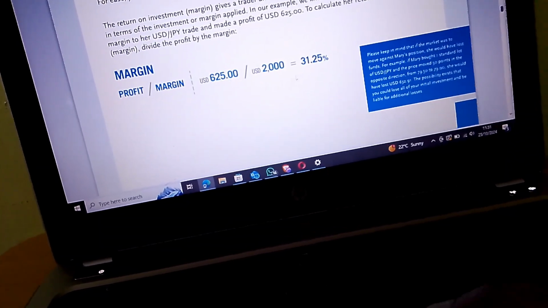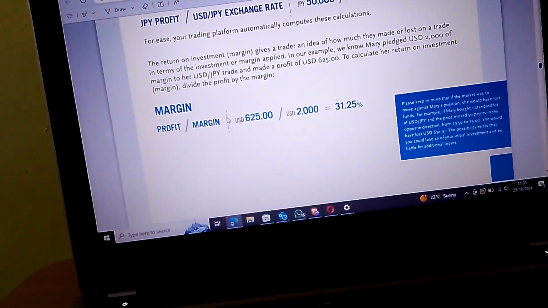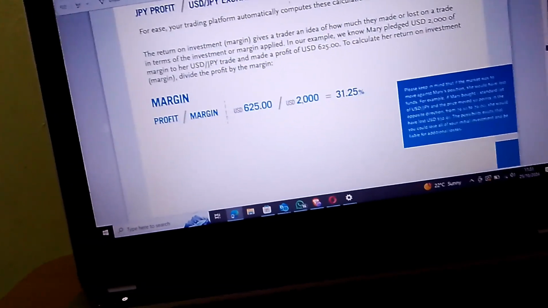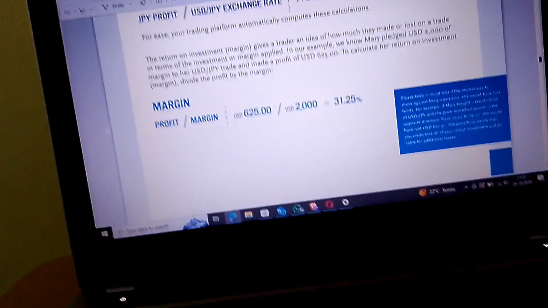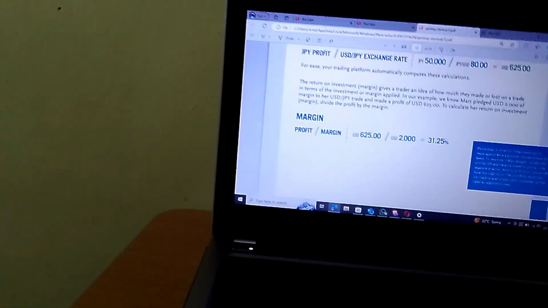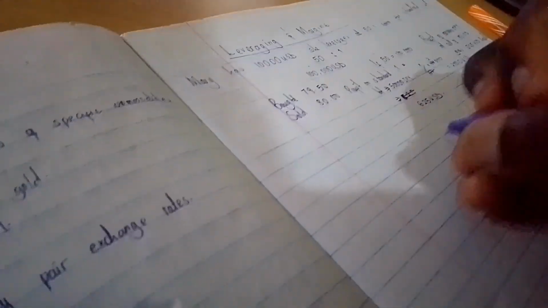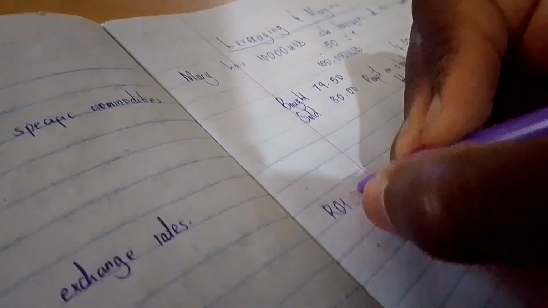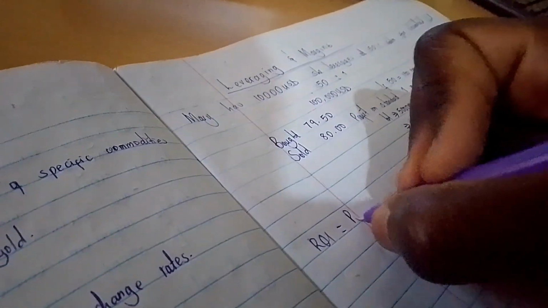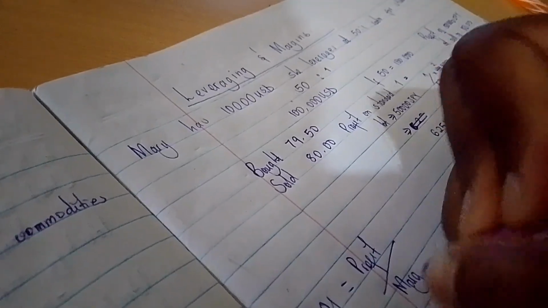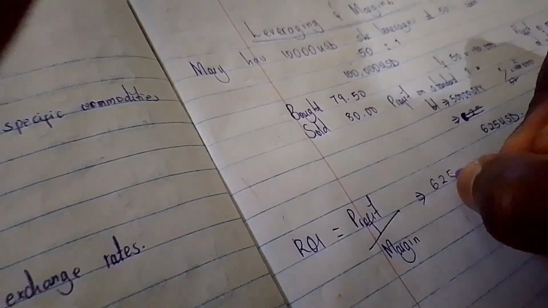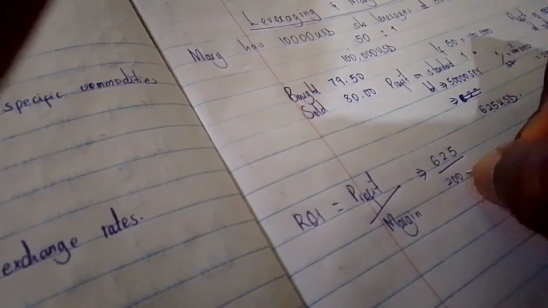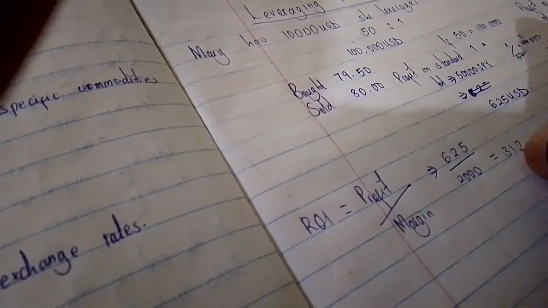So her return, okay, so her margin was 2,000 and she got a return which is a profit of $625. So dividing the profit by the margin, we get that she had a return on investment of 31.25%. So let me just write that down. ROI is equal to profit divided by margin. So in our case, that is 625 over 2,000, which is 31.25%.